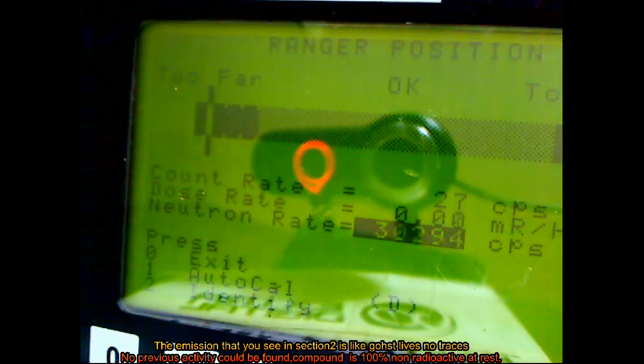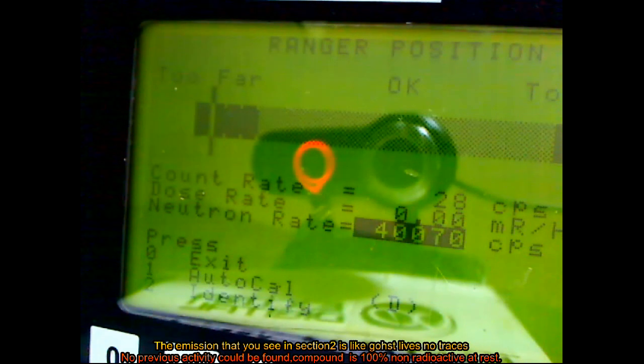30,000. 54,000. So who's gonna tell me that the activation of the compound doesn't happen using the radio wave? Huh? Who's gonna be the one?